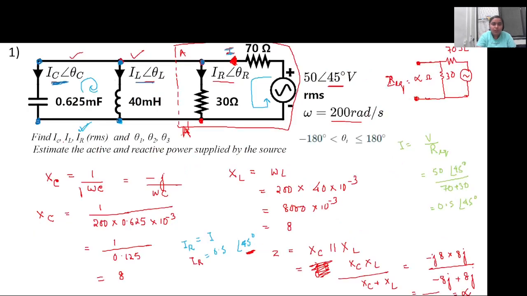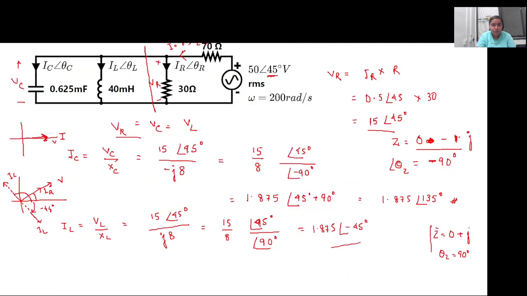Now in the question it is given, we have to estimate the active and reactive power supplied by the source. So what is active power?